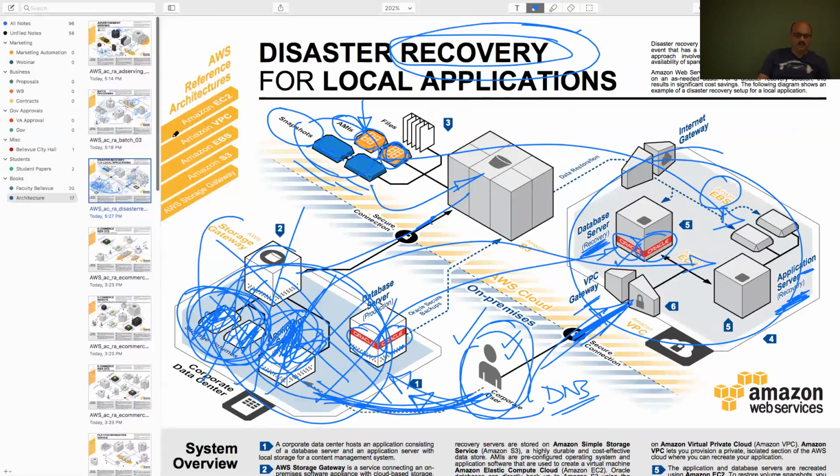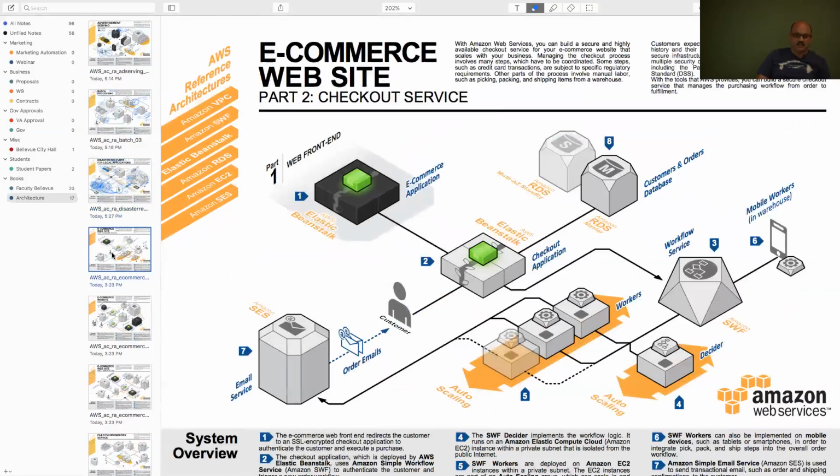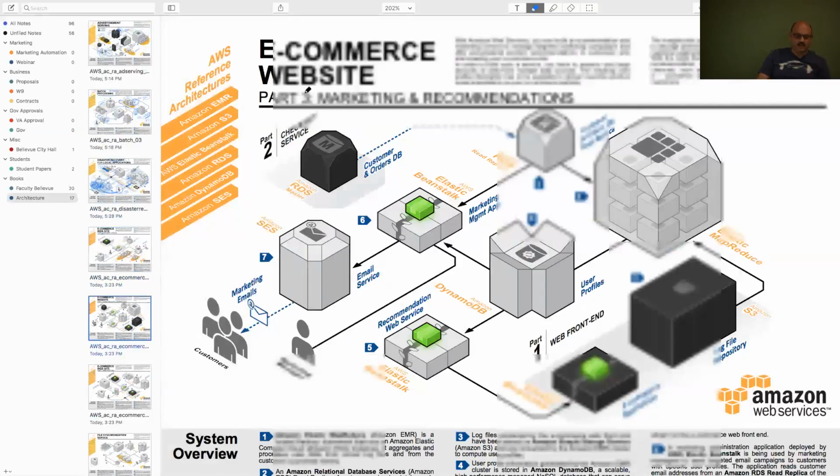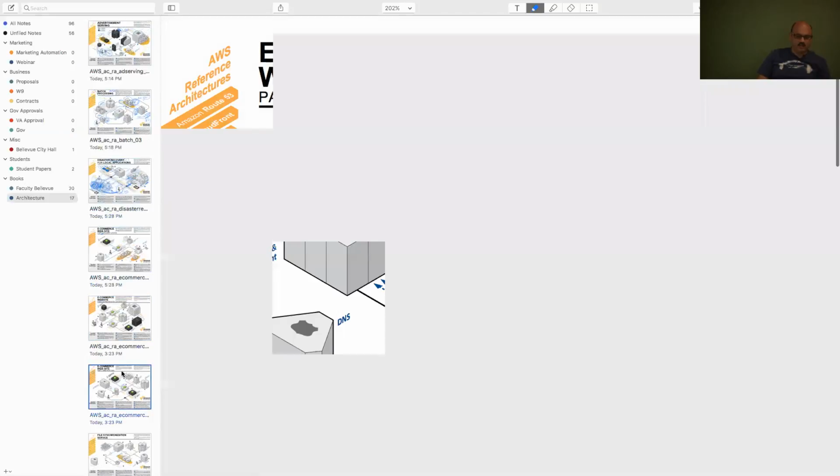So let's keep moving. Disaster recovery, we discussed this. Next one is e-commerce website part number 2. So before part 2, we should discuss part number 1. This is part 3. So this is part number 1.